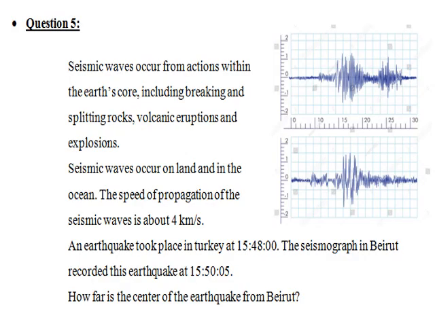The last question, question number 5. Question number 5 is an easy question. They said seismic waves occur from action within the Earth's core, including breaking and splitting rocks, volcanic eruptions, and explosions. Seismic waves occur on land and in the ocean. The speed of propagation of the seismic wave is about 4 km per second.